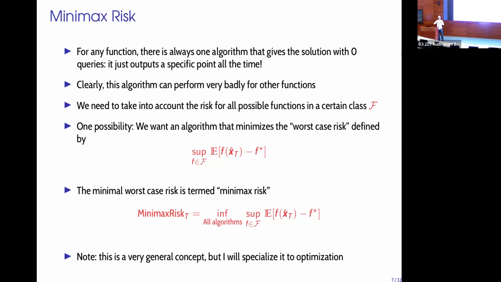This is important. There is no such function that is hard for everybody. It's a function that is specific for your algorithm. And given that we are considering all the possible algorithms in the world, this will tell us what is the best that we can do for all the functions in this class. Now, I also want to be very open about the fact that this concept is very general. This comes from statistics. It's not a concept from optimization. But I will specialize it just for optimization because this is what I care about.